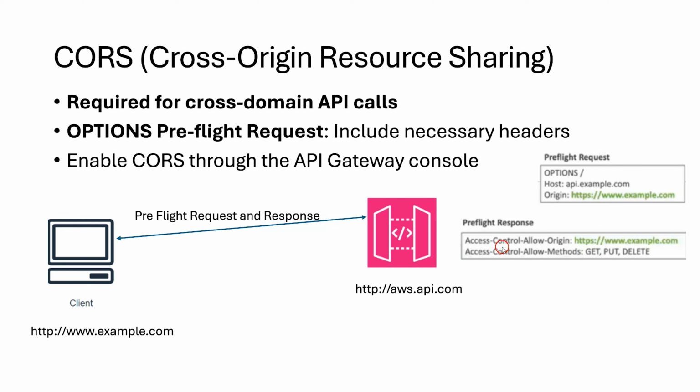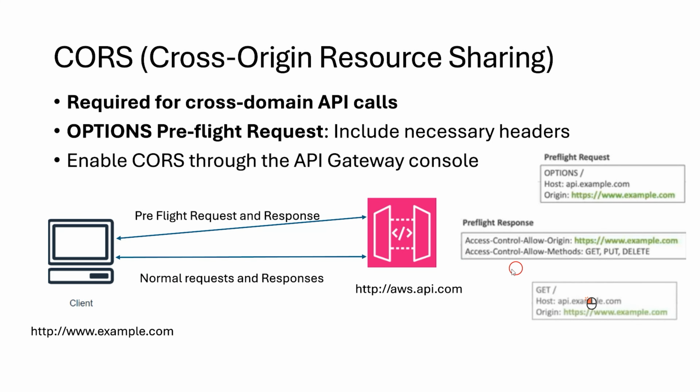Once we get this pre-flight response, by using these headers we make a GET request or POST request like normal requests, and responses are returned. A normal request may look like this, for example a GET request with the host and the origin. We get the response back since we have Access-Control-Allow-Origin and Access-Control-Allow-Methods available in the pre-flight response. If the pre-flight response rejects, we cannot access the API, and we will get that CORS issue.